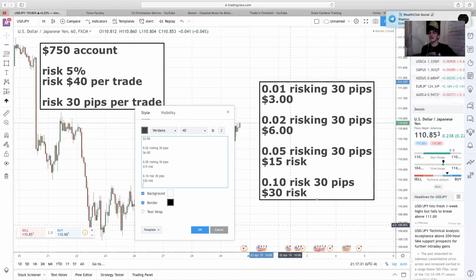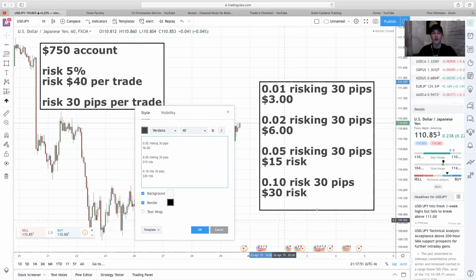So I'm just breaking down for you guys how to figure out exactly what lot size you should use. It's very simple. You have to figure out your account balance, how much money you're willing to risk per trade, and how many pips you're willing to risk. Once you figure out those three things, do the math and figure out what your lot size should be. We're going to continue this so we can find out what our lot size should be in this scenario.